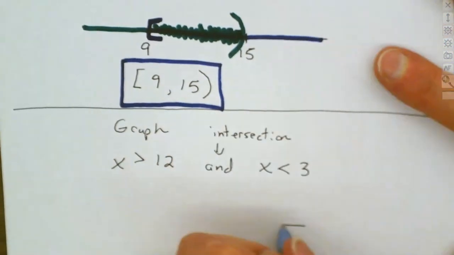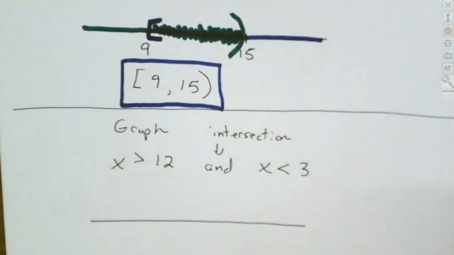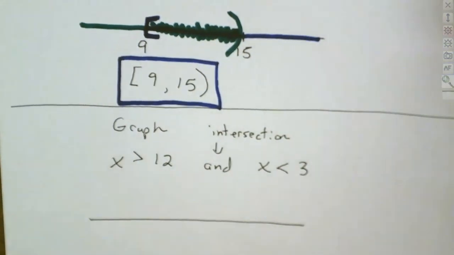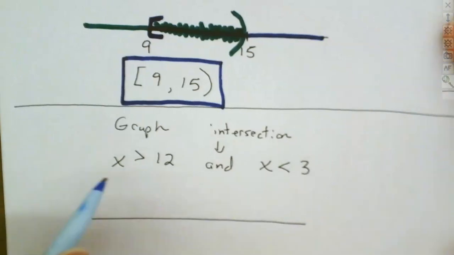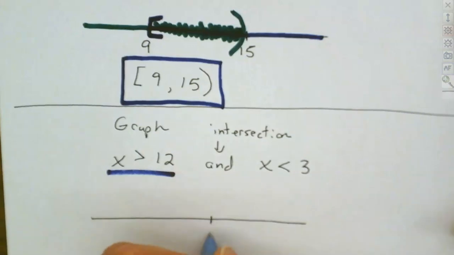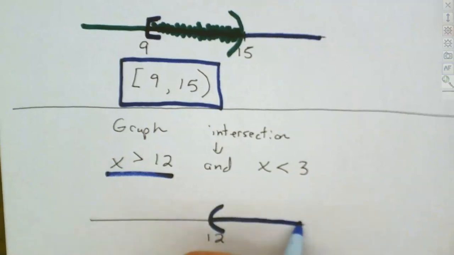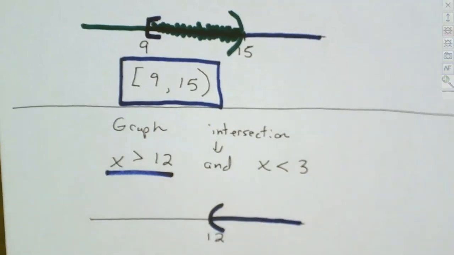So let's graph both of these. This one says, we'll do the first one in blue, x is greater than 12. So what would that look like? Okay, here's my 12, and it is pointing to the right, parentheses, so it's going to look like that. Is everyone okay with that so far?